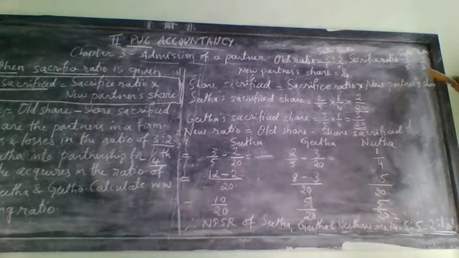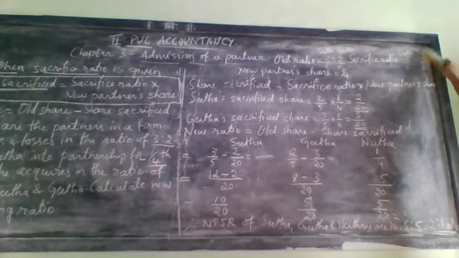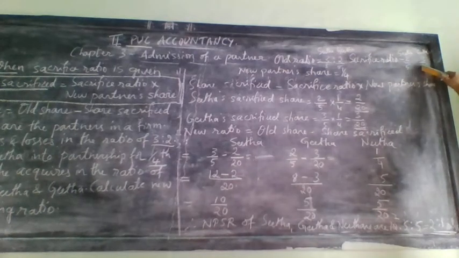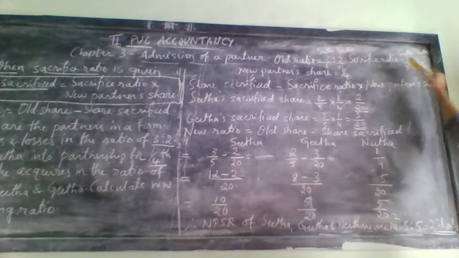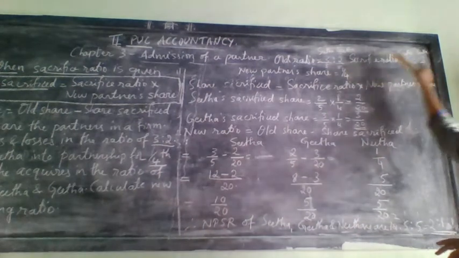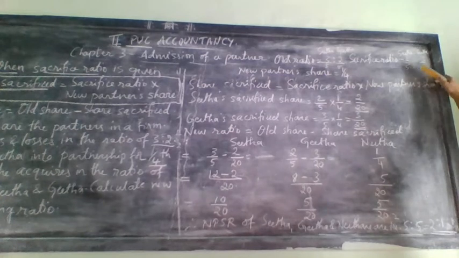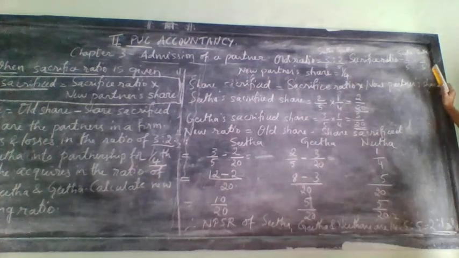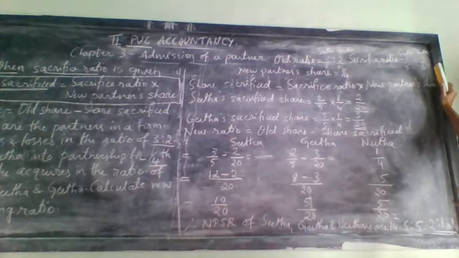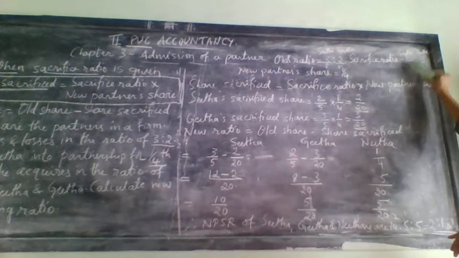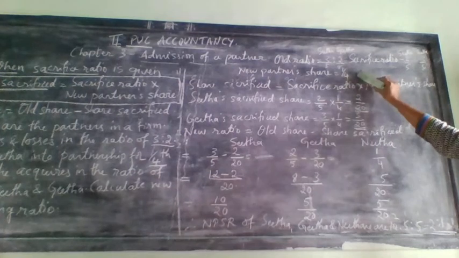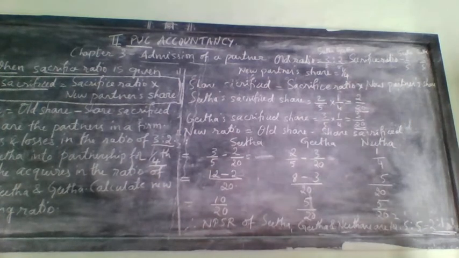Why will this problem come under case 4? Because they have given it like this. That means they added the numerators and wrote it like this. This is considered the sacrifice ratio and it is not the sacrifice share. The old ratio they have given in the problem is 3:2. The sacrifice ratio they have given in this form. That's why it will come under case 4, and it will not come under case 5 or case 1. So 2/5 and 3/5. The new partner's share they have given is 1/4.